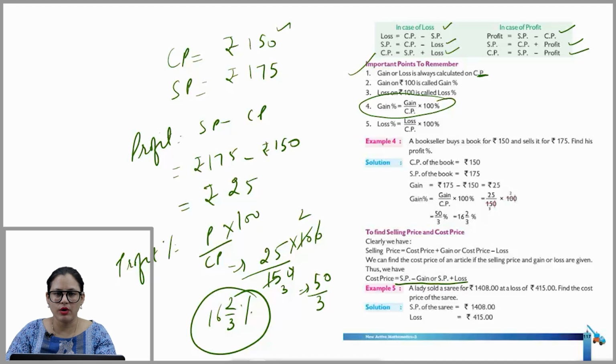Example 5, a lady sold a sari for rupees 1,408 at a loss of rupees 415. Find the cost price of the sari. See, a lady sold a sari for certain rupees at which she made some loss. So we have to find out the cost price of the sari, means at what price she bought that sari. Okay, so let's do it.